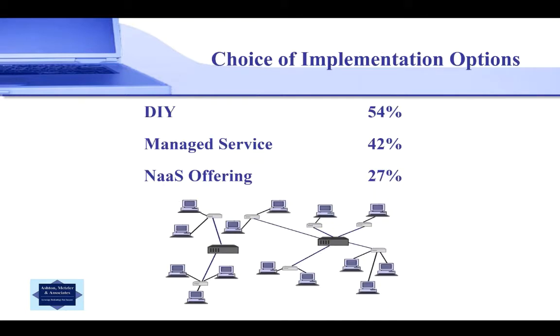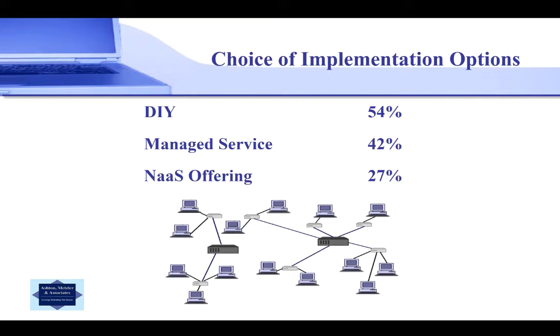Analogously, I asked my survey base what they think their organization will want to do going forward in terms of how they implement this. As I mentioned, the TDM, time division multiplexing, networks of the mid-'80s were largely done on a do-it-yourself, DIY, basis. There's still a lot of interest in that. Just over half the people said that's something they're interested in. Almost as many are interested in a managed service, and the network as a service offering showed a lot of strength.